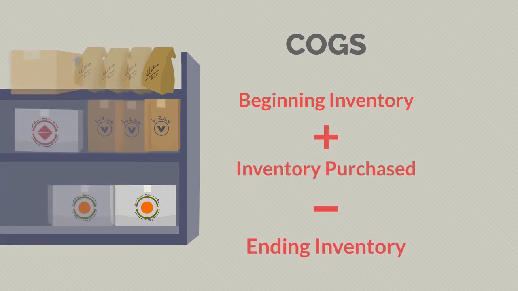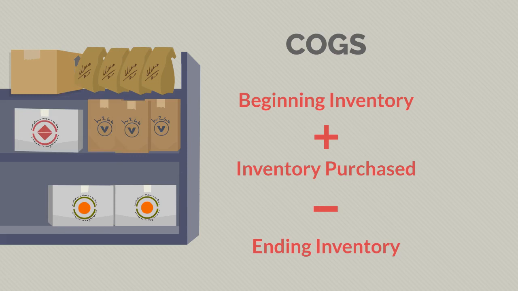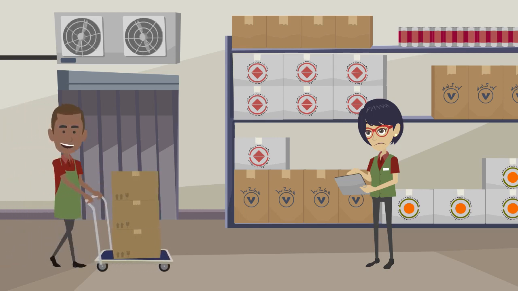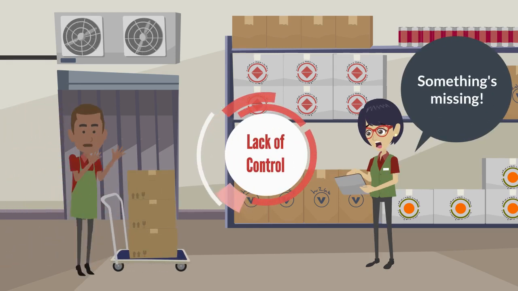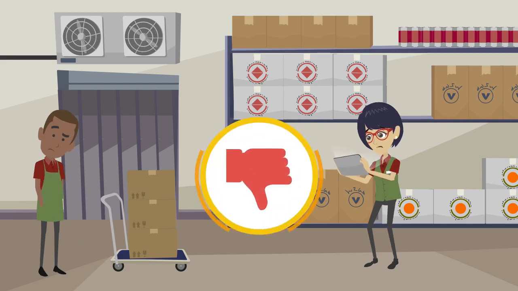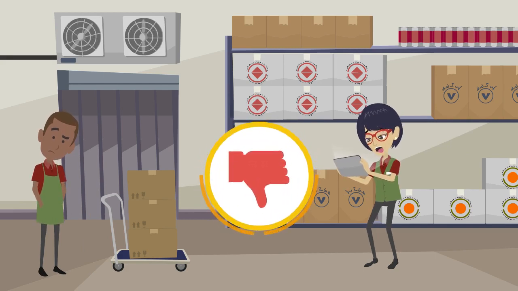The COGS cost flow equation tells us that COGS equals beginning inventory plus inventory purchases made in the period minus ending inventory. However, this makes real-time reporting difficult because there is a lack of control or insight on a business's inventory during the period, which is a major disadvantage.